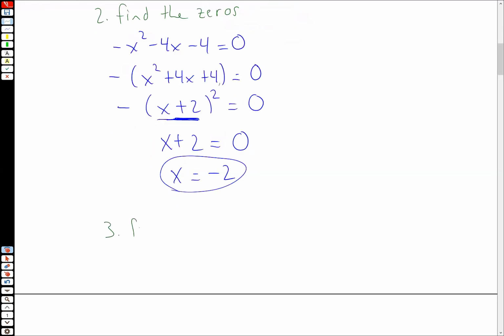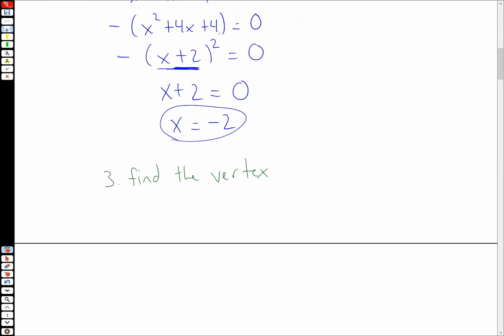All right, 3. Find the vertex. Okay, so I'm going to show you 2 ways. We're going to start with the more complex way, completing the square, which I think is a good thing to review anyway.